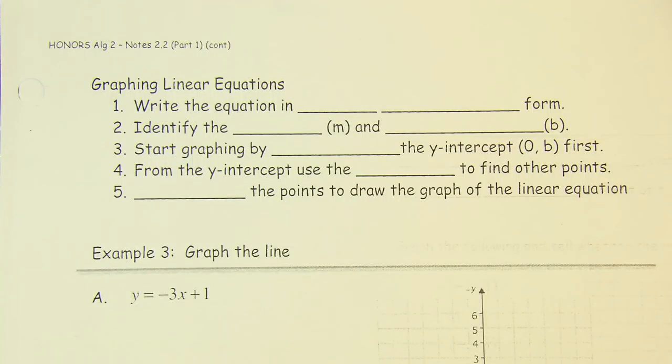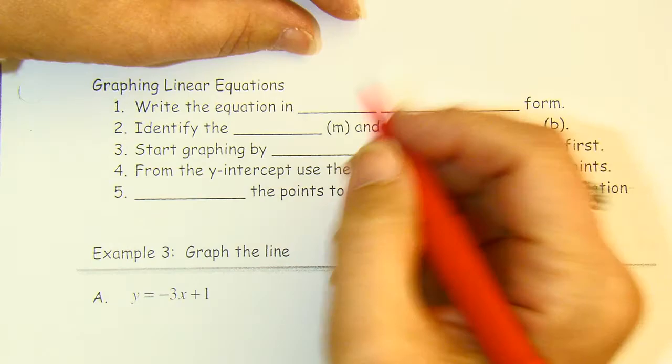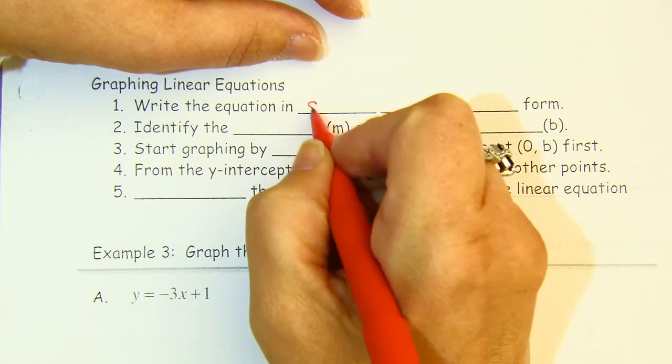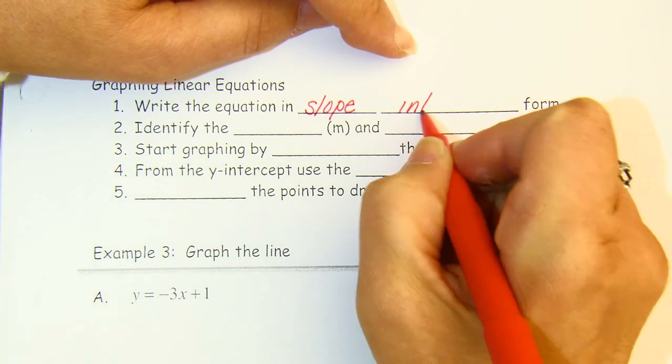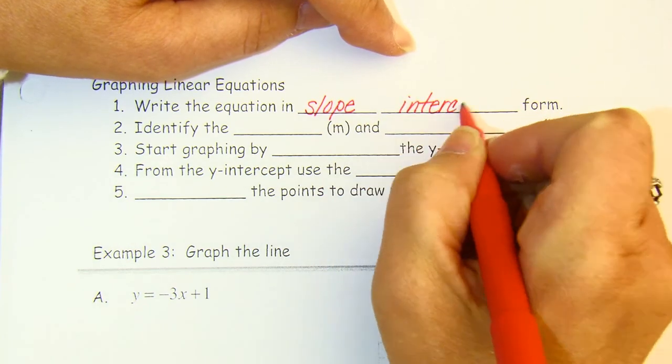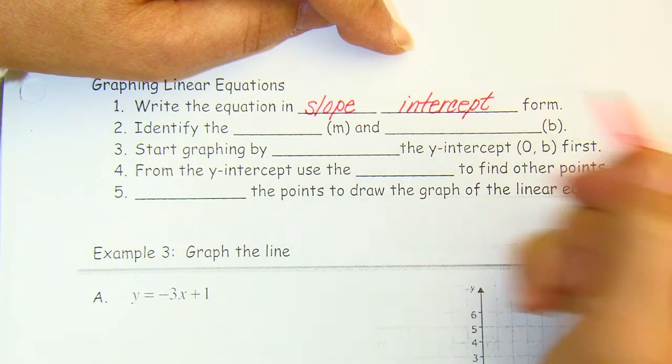Okay, still Chapter 2, Section 2, Part 1. This is the second part of this part of the notes. Graphing linear equations. We're going to write the equation in slope-intercept form to make it easier to graph. So write the equation in slope-intercept form, just like we did in the last video.